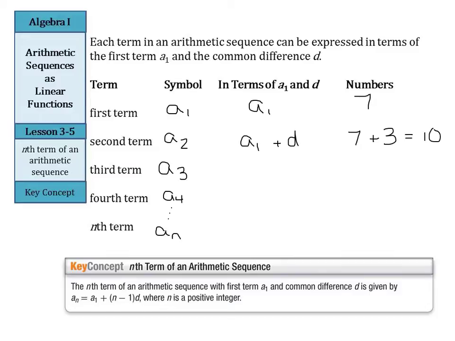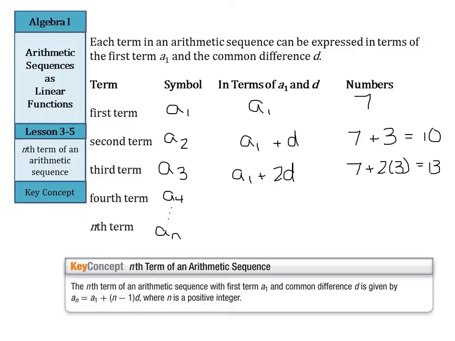Now, for the next term, the third term, we would be doing something like 7 plus 6, or 7 plus 2 times the common difference, because this is the second time. So 7 plus 2 times that common difference would get you 13. And the way we can write that in terms of A1 and d is A1 plus 2 common differences.